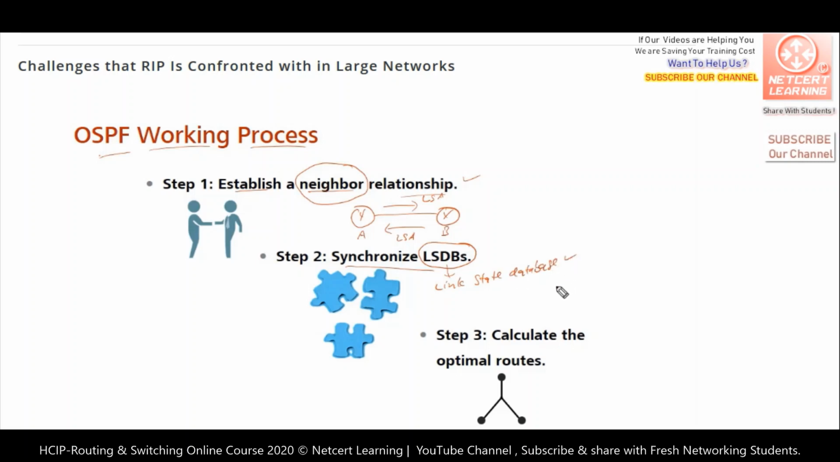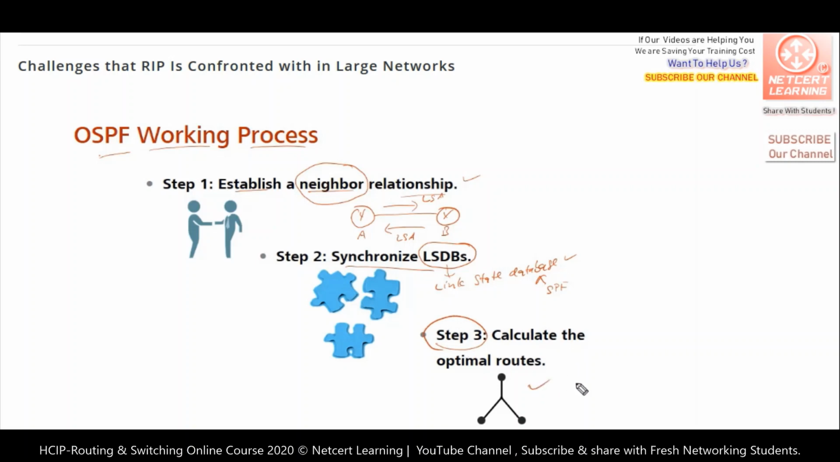Alright, this is very important because once we have the database formed, we are going to run the shortest path first to determine what will be the optimum route. So this is where step number 3, optimum route, is calculated.